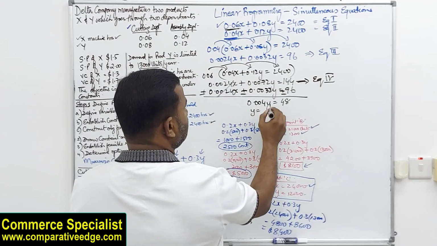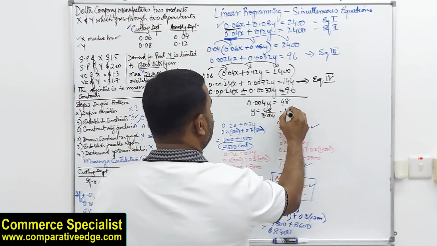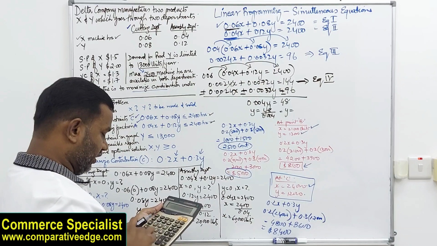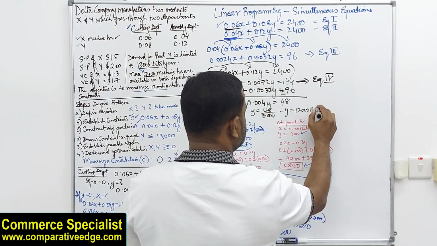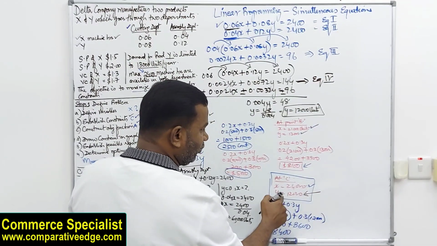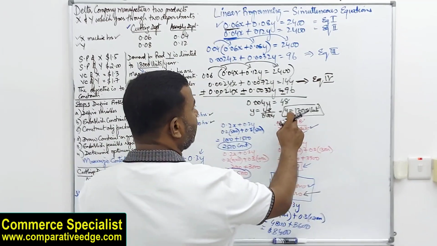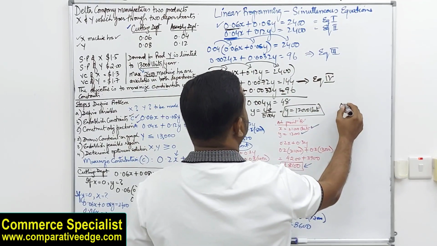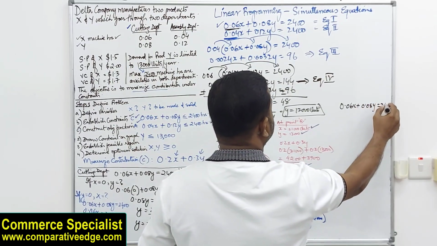So y will be 48 divided by 0.004. Y will be 12,000 units. If you notice, we were talking about y being 12,000, which we got through the graphical method. Now if y is 12,000, we can put this value of y in equation 1. Look at equation 1, it is 0.06x plus 0.08y is equal to 2400.